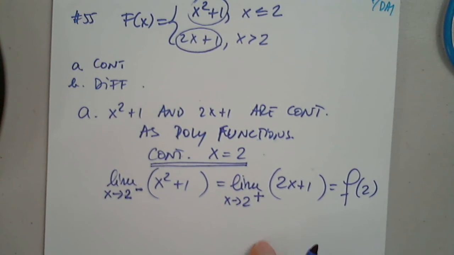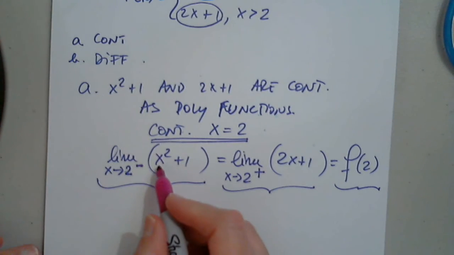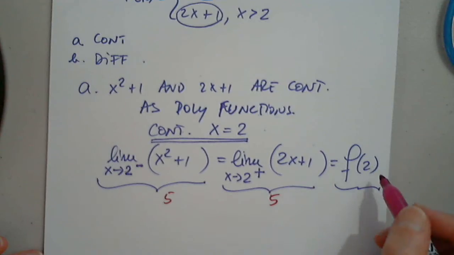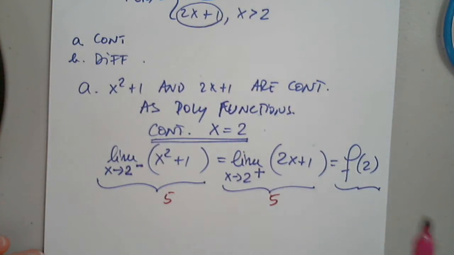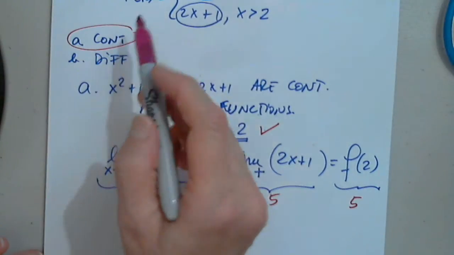Can anyone calculate this for us other than Nick? They're both 5. Very good. 2 squared, 4 plus 1 is 5. 2 times 2 plus 1 is 5. f of 2, of course, is one or the other. It's the first one, so it's 5. So yes, we say continuity at part A, yes.